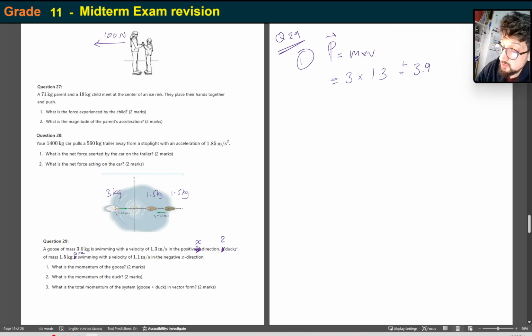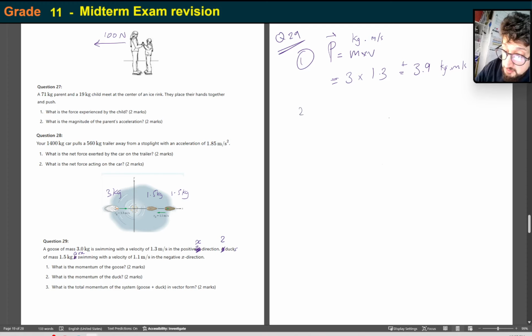But there is also a unit, which is kilograms dot meters per second. The way you remember any units is by looking at the formula. This is mass, which is kilograms. This is velocity, which is meters per second. And so it's kilograms dot meters per second. That's the unit.